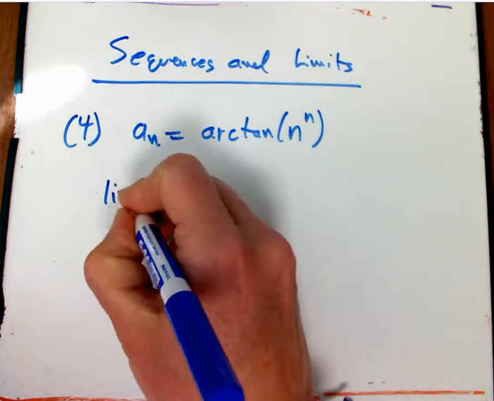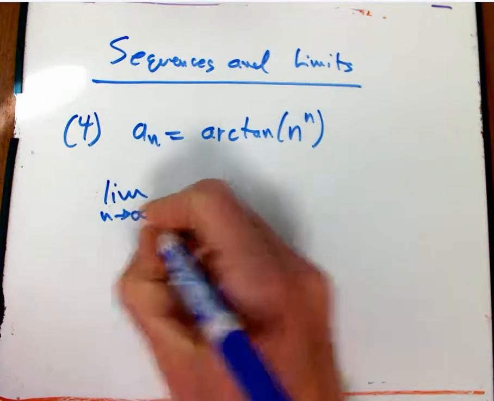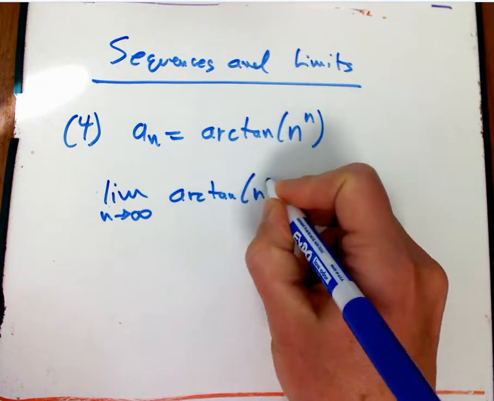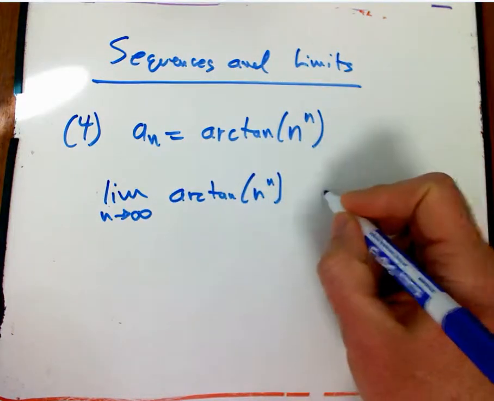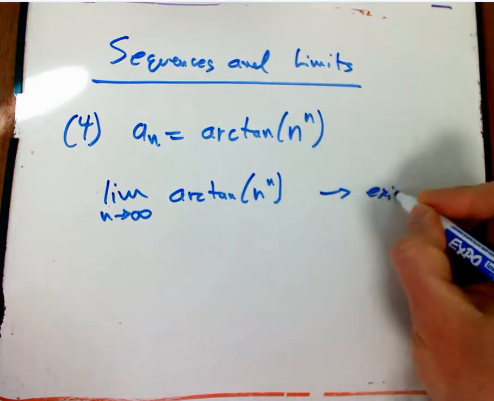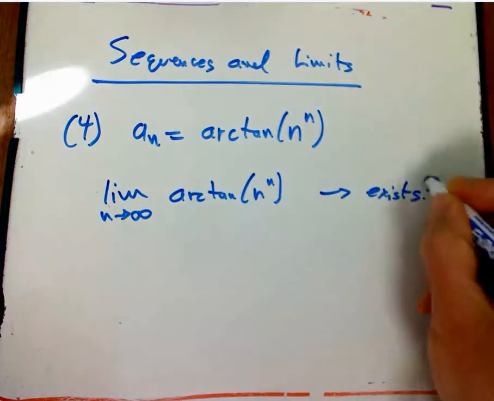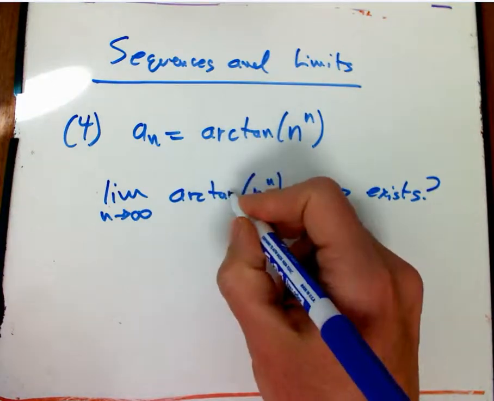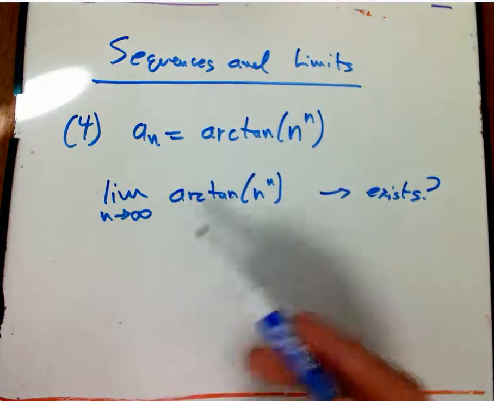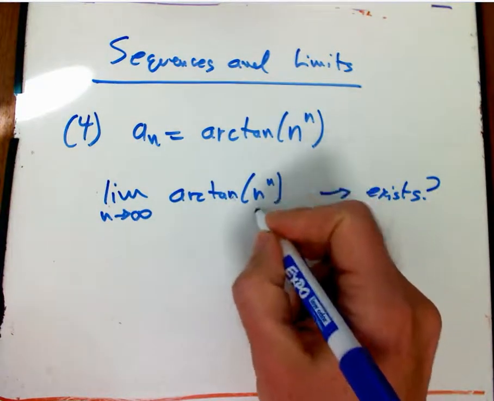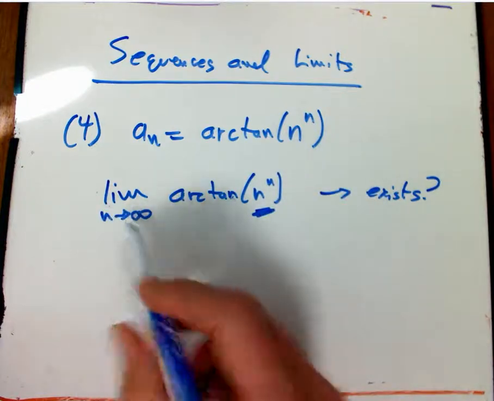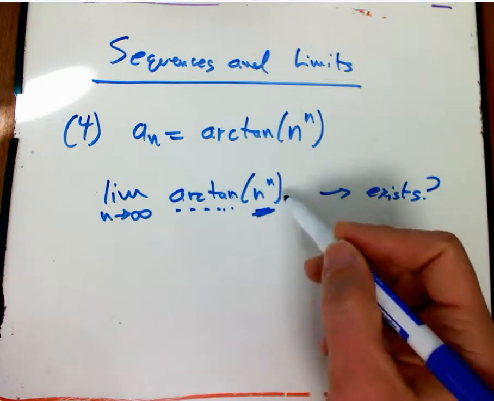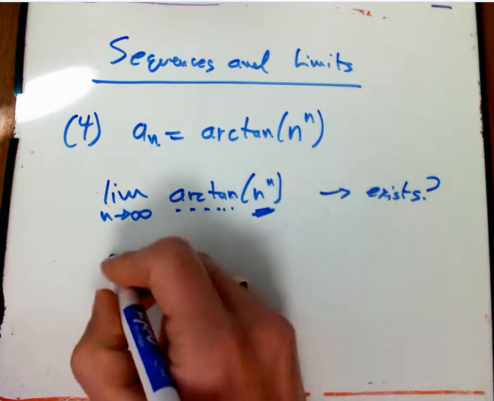And so we're asking, does the limit as n goes to infinity of this sequence exist? And if so, what is it? And the key is when you're looking at compositions, look at what the inner function does. This is going to be about the limit of what the outer function does when the inner function does whatever it's going to do. So let's just break it out.